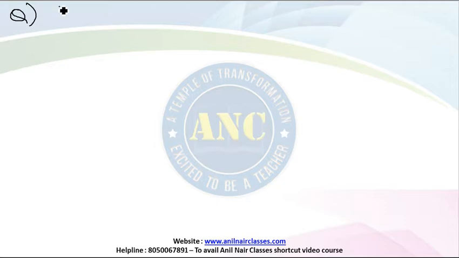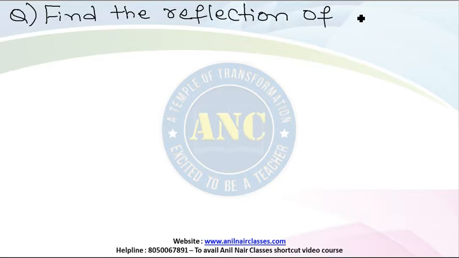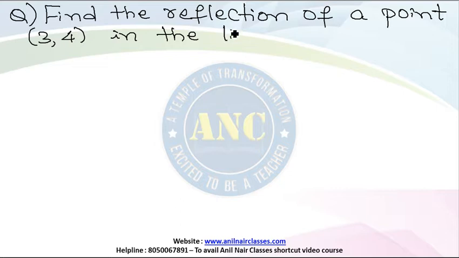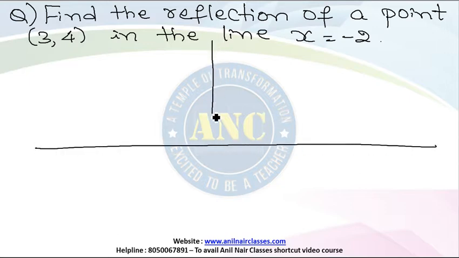See here, another question. Find the reflection of the point (3, 4) in the line x = -2. This is my coordinate axis. This is my origin, (0, 0). (3, 4): x value is 3, y value is 4. I can represent it somewhere here.